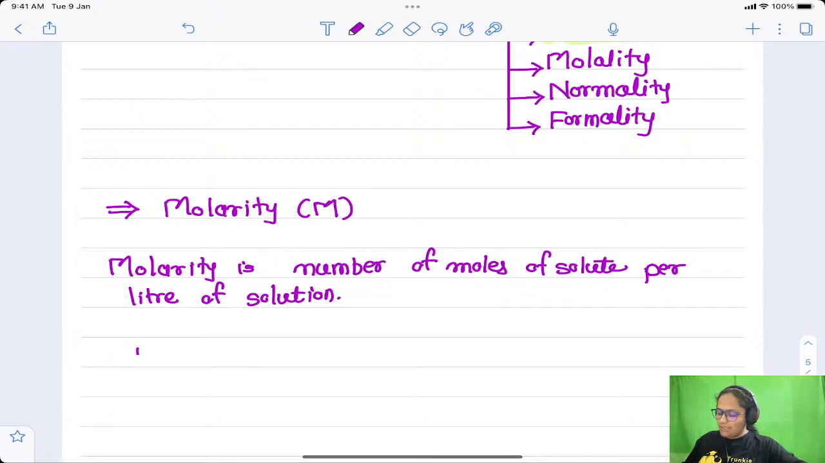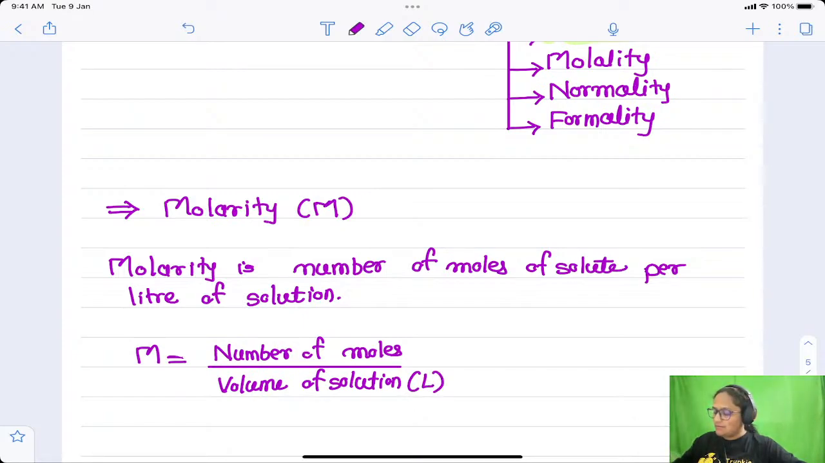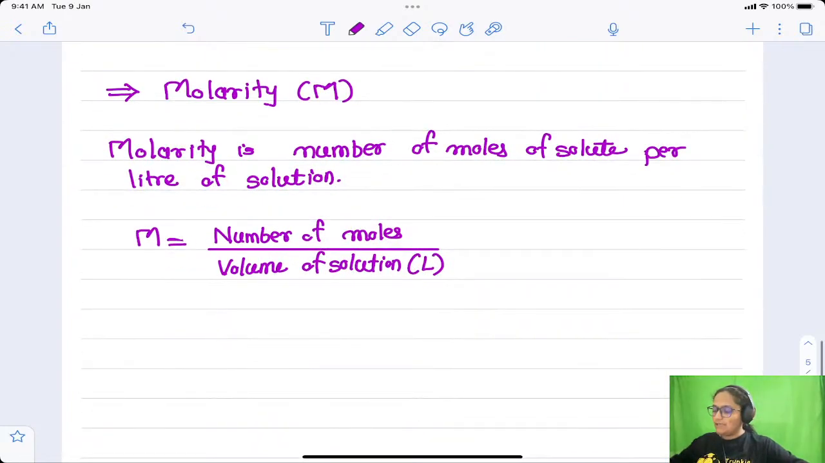So the molarity capital M has the formula: in the numerator it is number of moles, divided by the volume of the solution, the whole solution, volume of solution in liter. So that is nothing but the molarity, right?